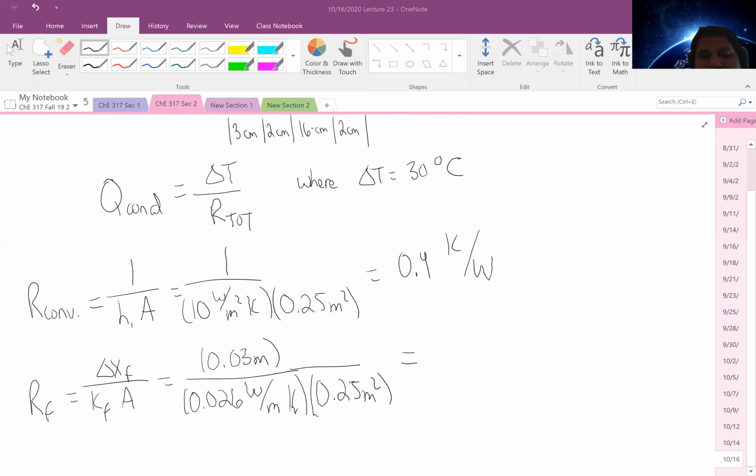I'm missing that value from my notes. It's approximately 4.62 kelvins per watt.